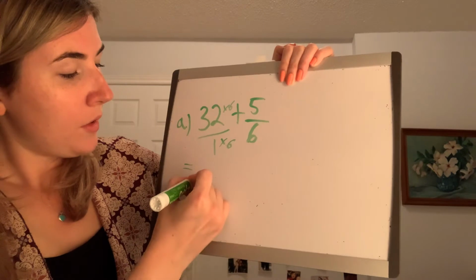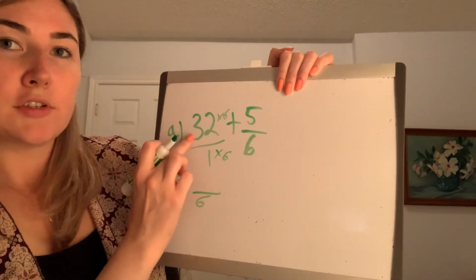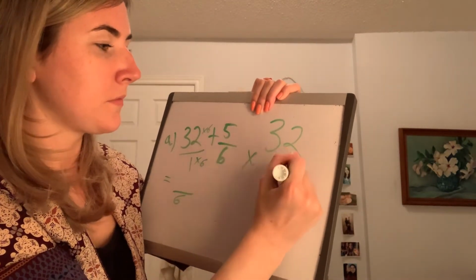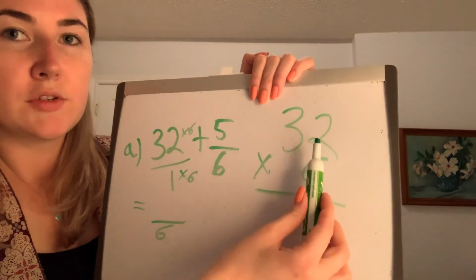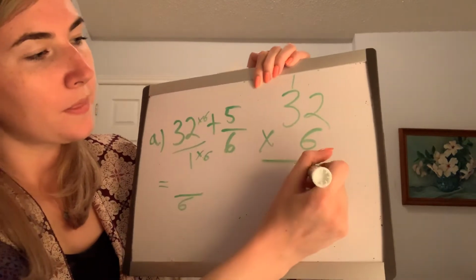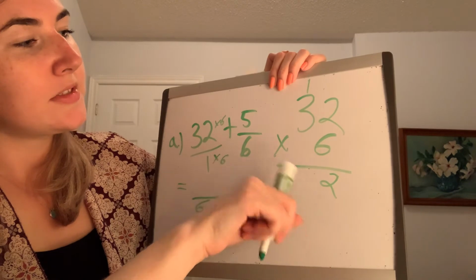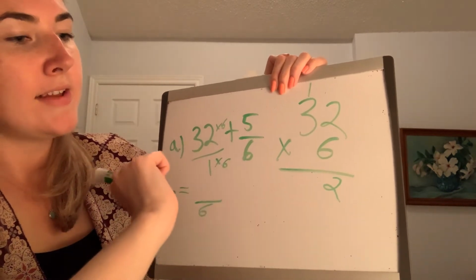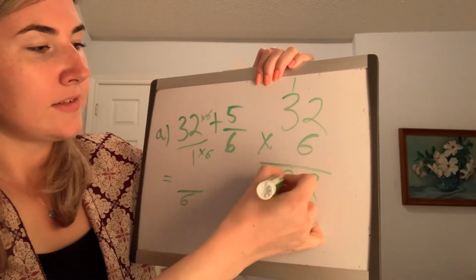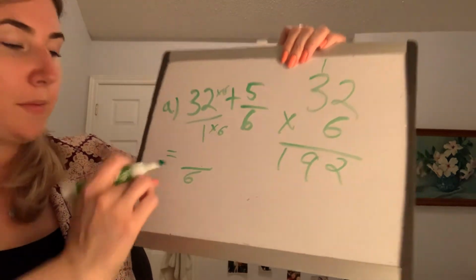So now we know the bottom number, 1 times 6 will be 6. And to solve 32 times 6, I'll rewrite it here so we can solve it together. All right, so we have 2 times 6, which will give us 12. And then we have 3 times 6, which will give us 18, plus the 1 on top, give us 19. So our answer is 192. So that's our new top number here.